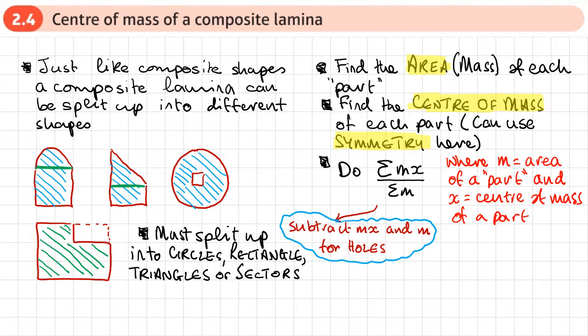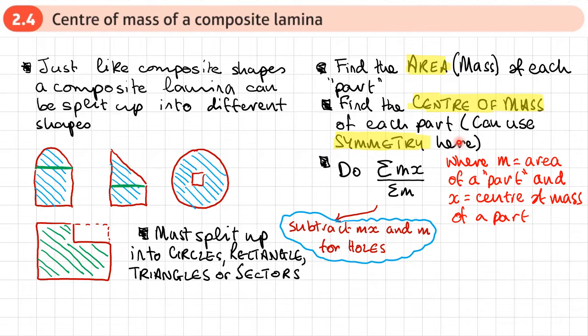So let's now go through the method to find the center of mass of a composite lamina. We've divided our lamina up into parts, and what we need to do is to find the area of each part. This area we're going to be using for the mass in this formula here, the sum of mx over the sum of m. So m is going to be the area of a part. Next, we're going to find the center of mass of each part. So if it was something like this, I'd find the center of mass of this rectangle and then the center of mass of this semicircle.